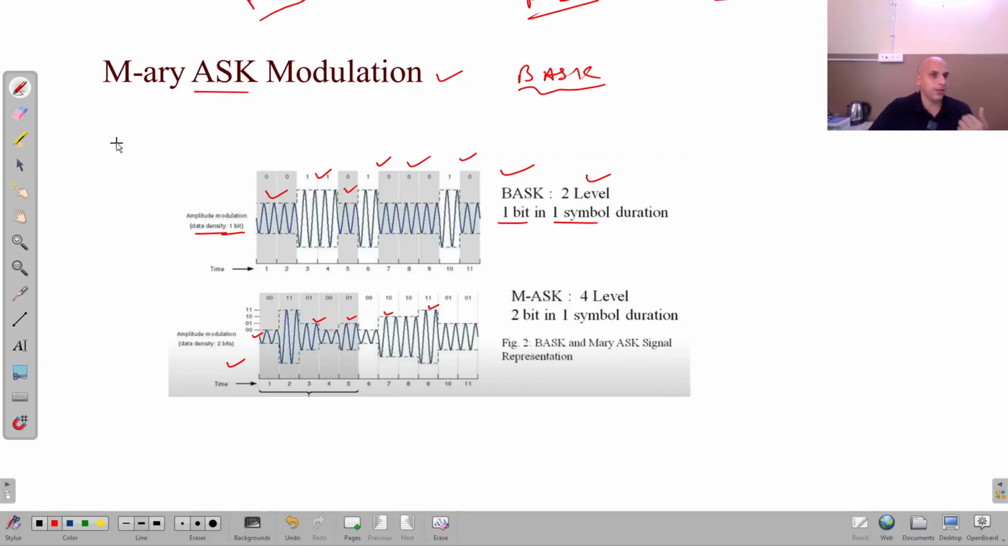So this is the difference. I told you in the early lectures also that in binary we are using only 2 levels, but in M-ary we are using multiple levels depending upon the requirement. So you can see here the difference in this diagram.